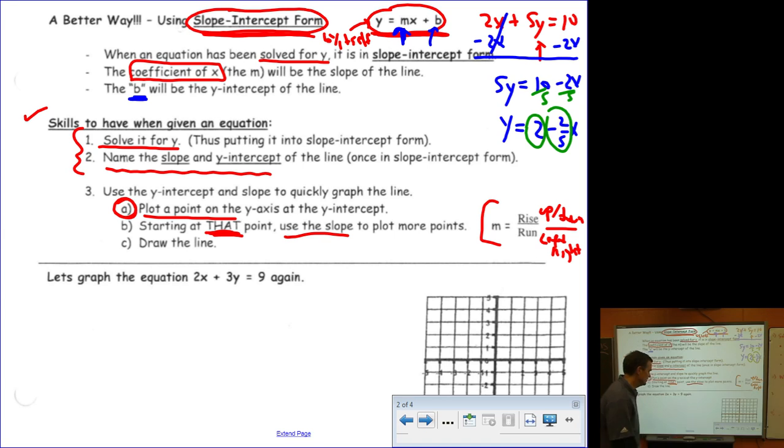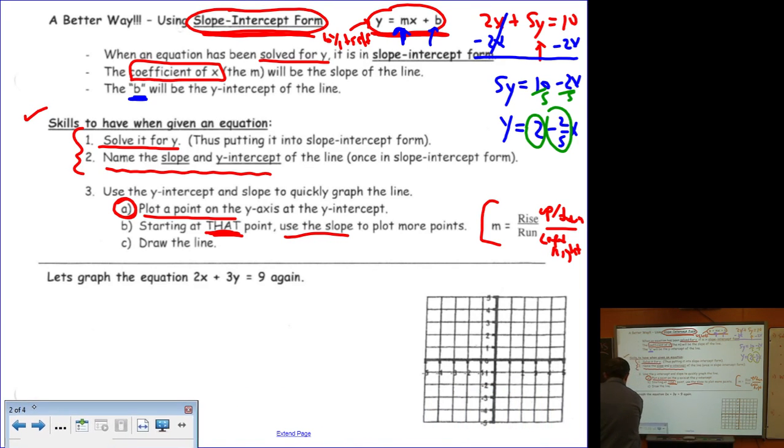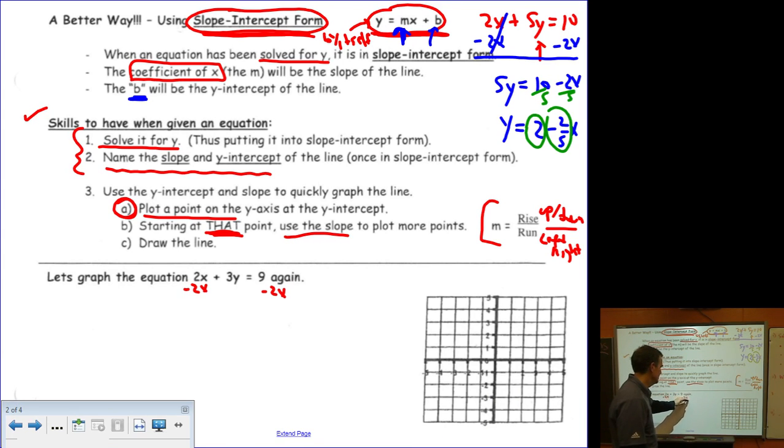Let's do an example and see that. So we are going to graph the same equation we already did at the top, but this time we're going to do it by putting it into slope-intercept form. To put this in slope-intercept form, I would first subtract 2x from both sides.